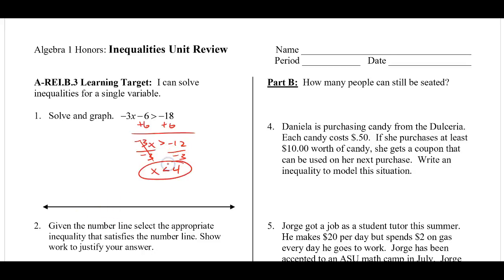So there's my solution. To graph it, I'm going to place 0 and positive 4 on my number line. Since it's strictly less than, it's an open circle, and I'm going to point left for less than.